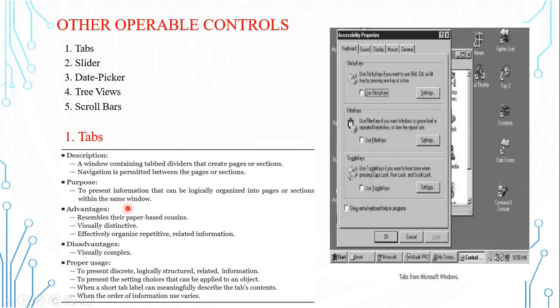Okay, so if you want to show information which is logically organized, you can divide it into pages or sections within the same window. So now this is one particular window. The accessibility property is one window that is currently opened, and within this window you are going to create different logical pages. One is keyboard, sound, display, mouse, general. So these are different pages you have and want to display.